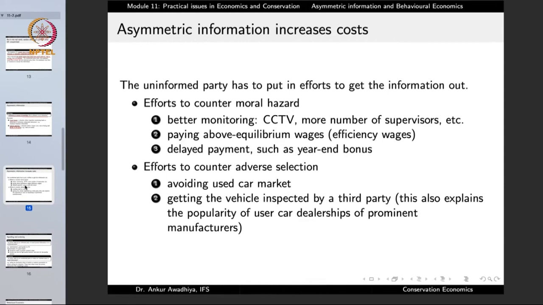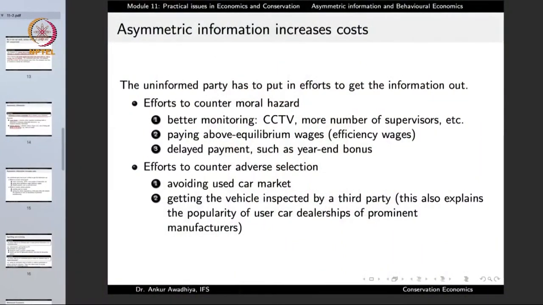And when we have these situations, in a number of cases, they increase the cost of transaction. Remember that when we talked about the total surplus, we had said that the cost should be low, because when the costs are low, the welfare is maximized. The surplus is maximized. But the problem with asymmetric information is that it increases costs, because the uninformed party has to put in effort to get the information out, such as going for better monitoring, installing a CCTV camera, employing more supervisors.